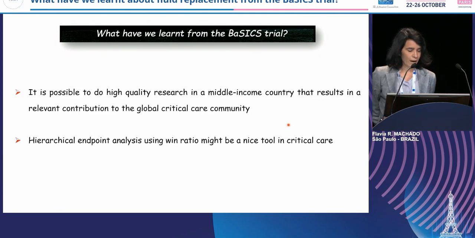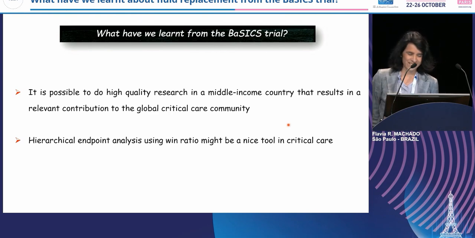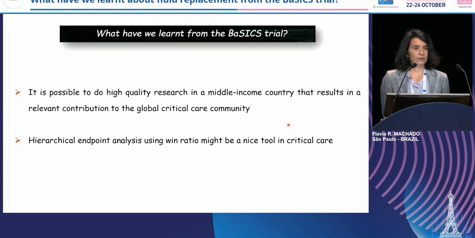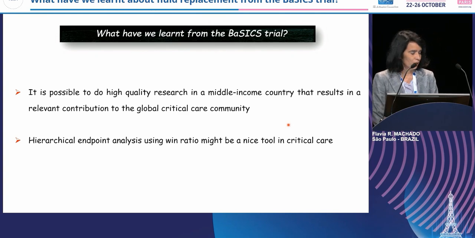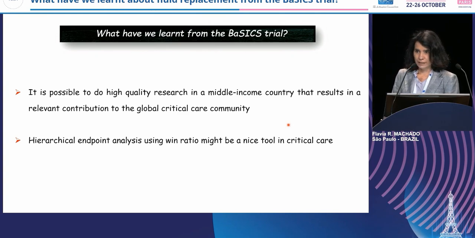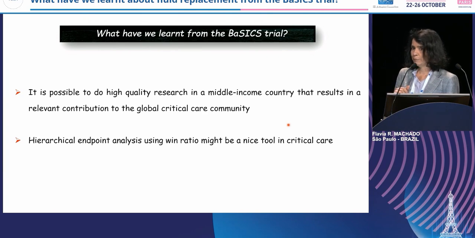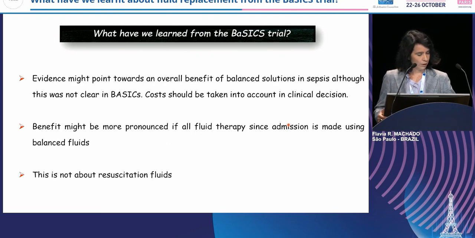So what have we learned from the BaSICS study? I think that the first message is that we can really do high-quality research in a middle-income country that results in relevant contributions for the global critical care community. A second message is that hierarchical endpoint analysis using win ratio might help us in the future in critical care trials.